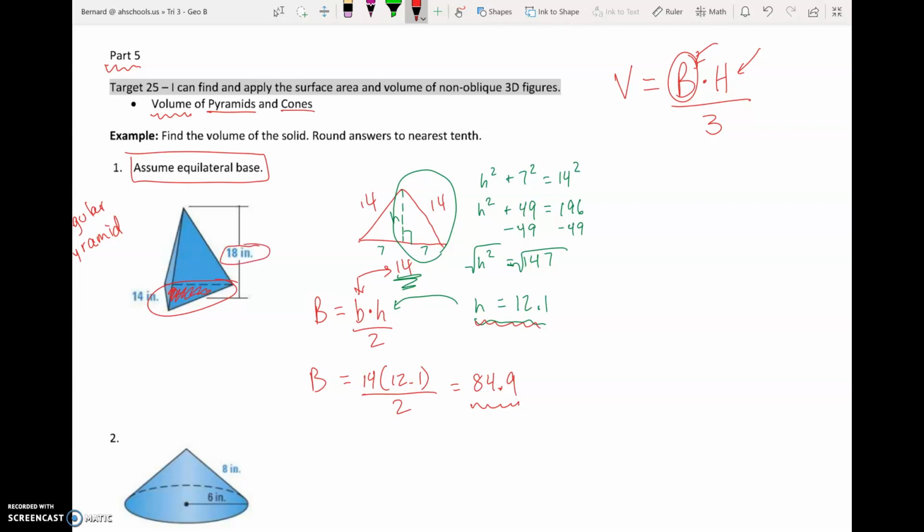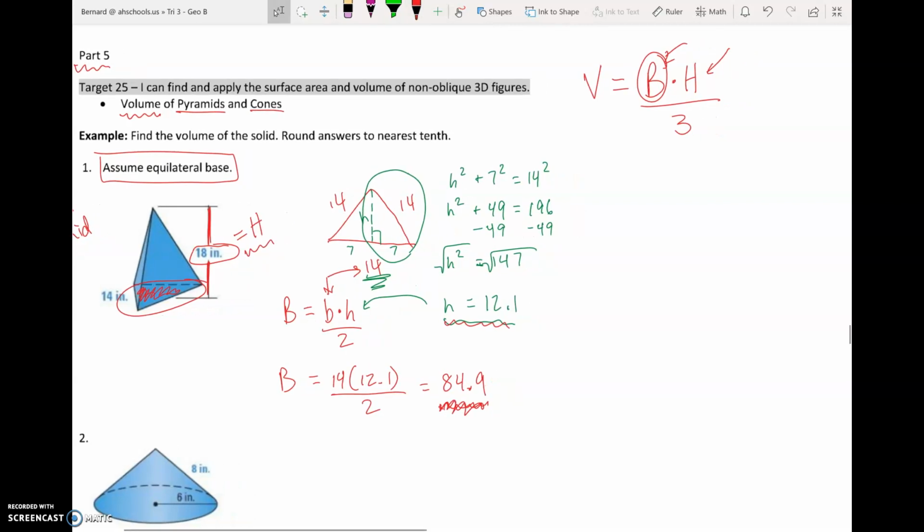So come take a look at this picture. See this 18? And see how the line telling us that is 18 is straight up and down? That's perfect. That's vertical. And so that is actually our h right there. We don't have to do any more work to find it. And so we are ready. We have big B down here, 84.9, and we have h, which is 18. And so the volume of this triangular pyramid is going to be 84.9 times 18 divided by 3. Do not forget the divided by 3.